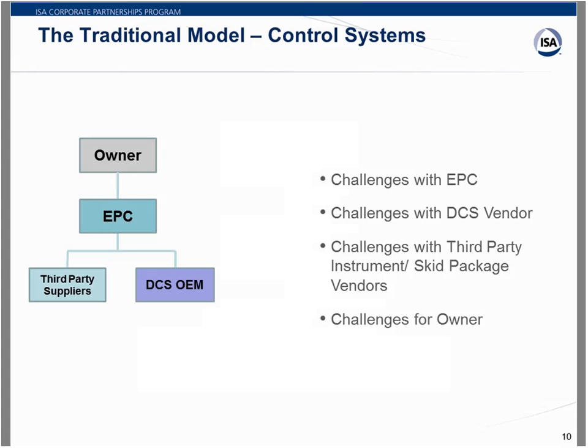We'll talk about the EPC first. Then we'll slide down and talk about the DCS vendors and some of the issues that you can run into there. Then the third-party instrument and skid package vendors. And finally, we'll come back up to the top of the chain and talk about how that all looks from the owner and some of the problems he might have with the standard model. So let's start with the EPC.